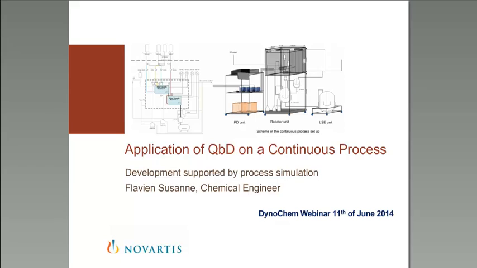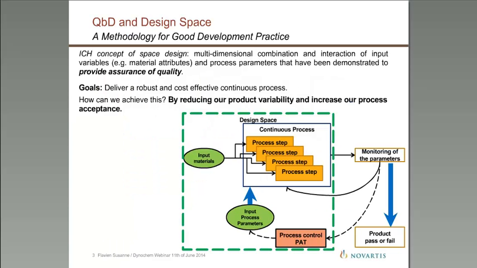So just to start with, I'm going to talk about the application of QbD in continuous process in the presentation today. If we think about our process, we can represent it as in the schematic. That means we will end up with a continuous process here with individual steps all linked together. We will have some material input, which will be one of the variables, and we will obviously have the process input, which will be a function of all the different parameters of the process.